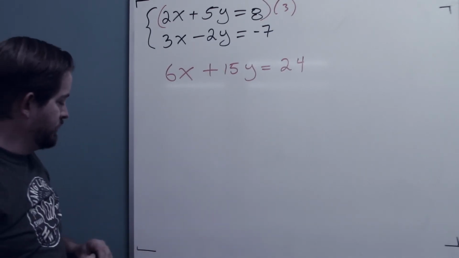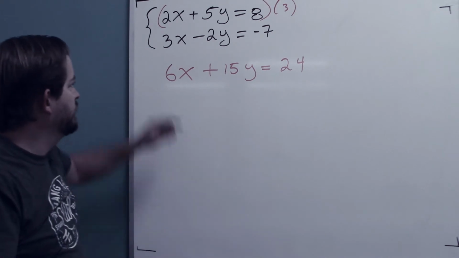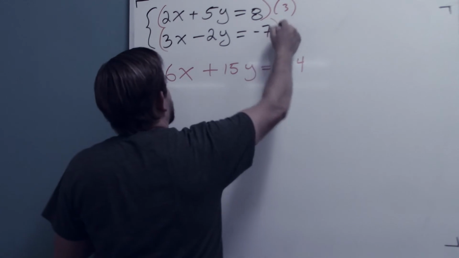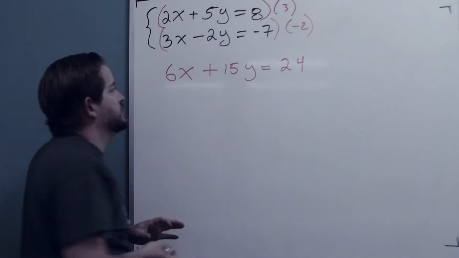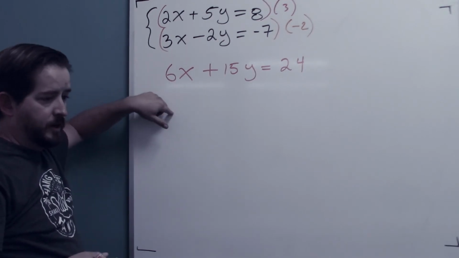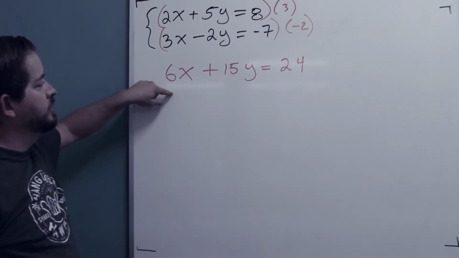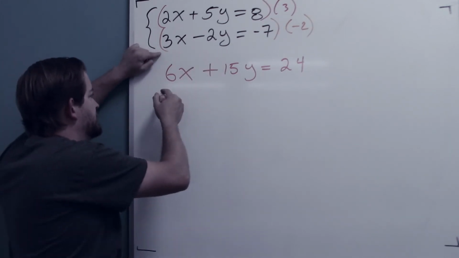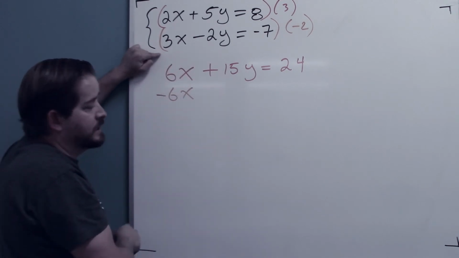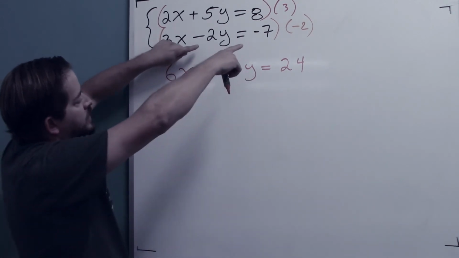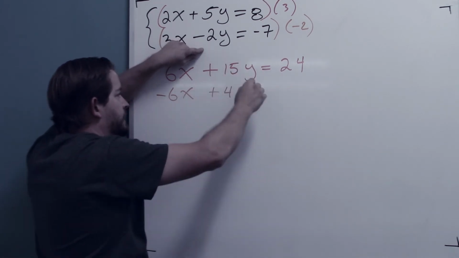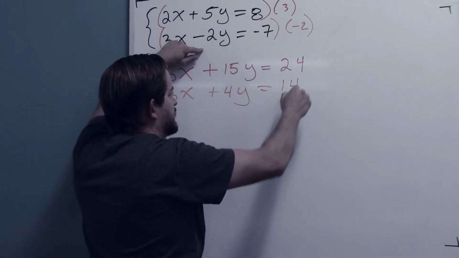Now, I want to do the same thing to my bottom equation, but I want this x term to be a negative 6, so I'm going to multiply this guy by negative 2. And it doesn't matter which one I put the negative on. I could have turned the top one into negative 6 and left the bottom as a positive. But here I'm turning the bottom into negative 6, so that becomes negative 6x. This is what I want to happen, to have a 6x and a negative 6x. Continuing to multiply by negative 2 gives me plus 4y, and then equals positive 14.